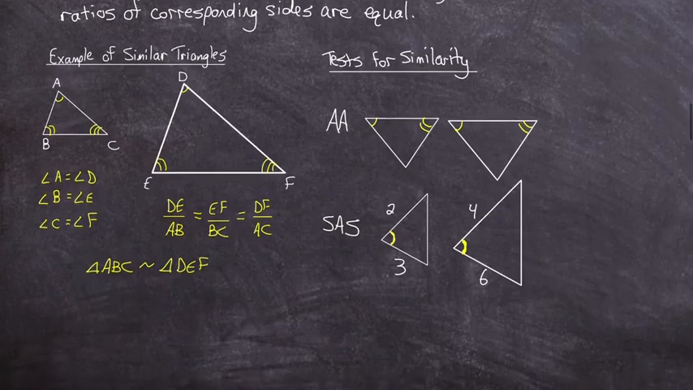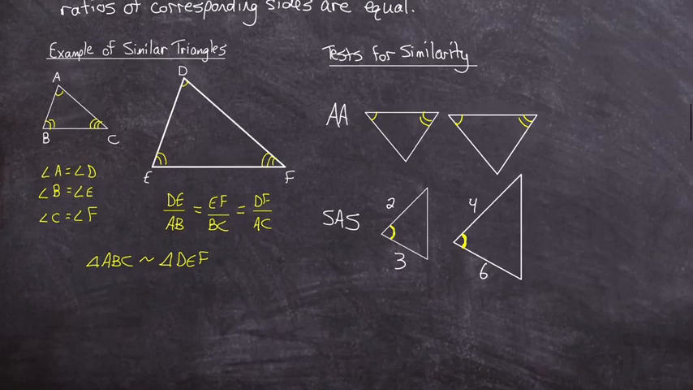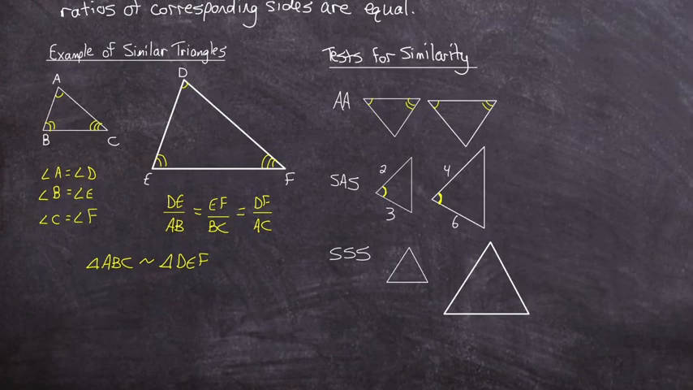And then the last test is the side-side-side similarity test. And that's if you have two triangles that have 3 pairs of sides with equivalent ratios. So if this triangle is an equilateral triangle with all sides 3, and this one was an equilateral triangle with all sides 6, for each pair of sides, it would be 6 divided by 3, which is 2. So all the ratios would be equal. So based on that, we could say that those triangles have to be similar.